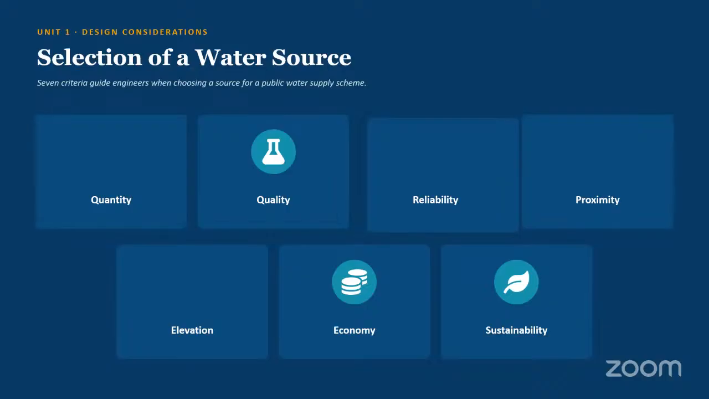And the next one is elevation. That is the height of the water source compared to the town or the city. It saves electricity, pumping cost, etc. And the next one, economy: the overall cost of developing the water supply system and its maintenance.